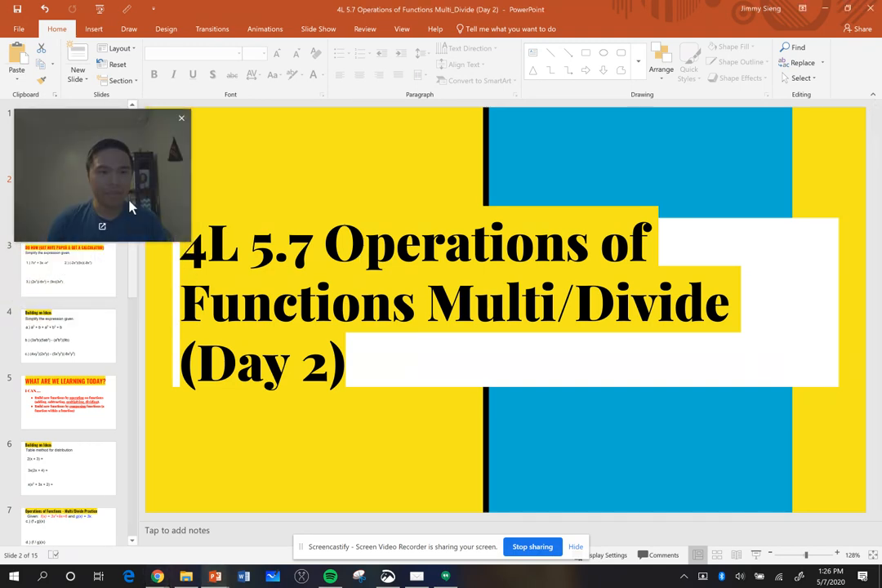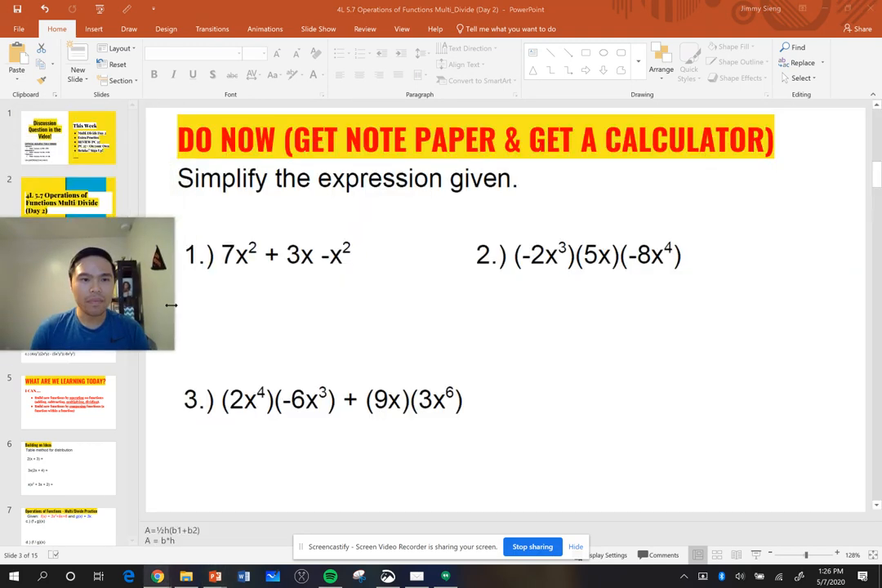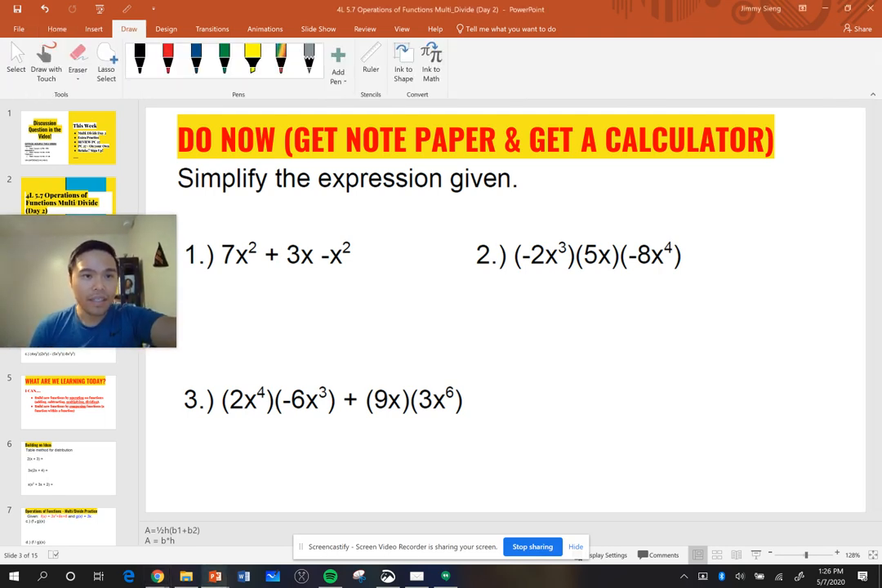All right, so let's go ahead and start with a warm-up. We're going to do now real quick. Make sure you get a piece of paper for notes and also get a calculator. Notes also I provide up there if you want to get a printout of that. That is yours to get and use.